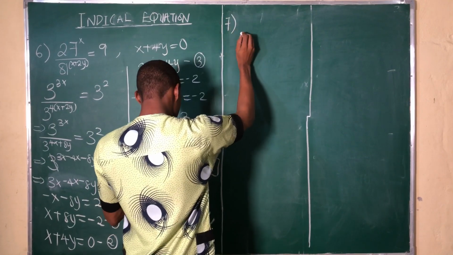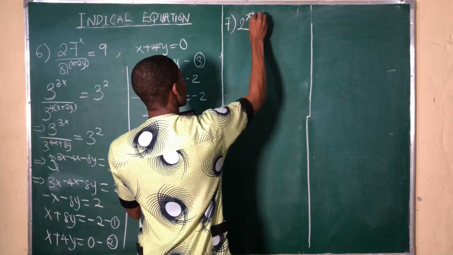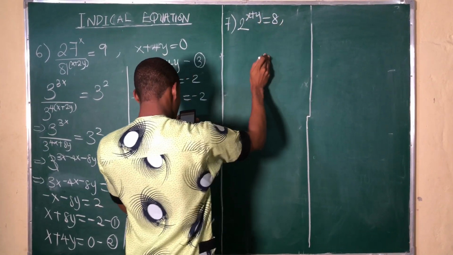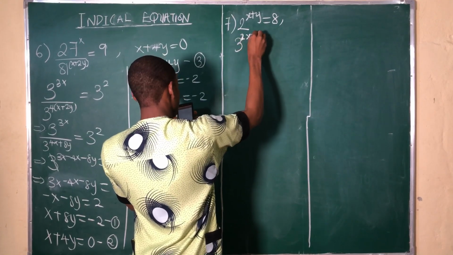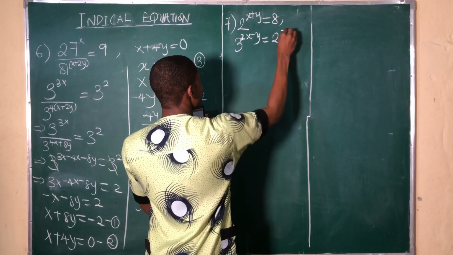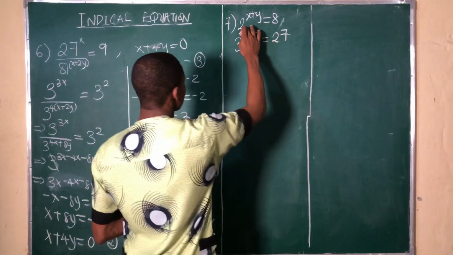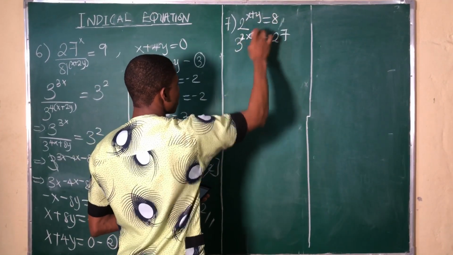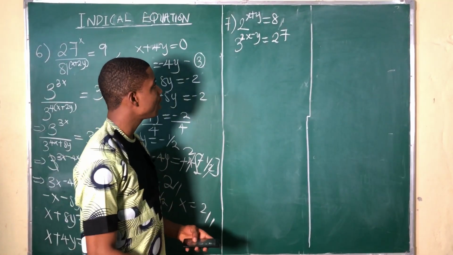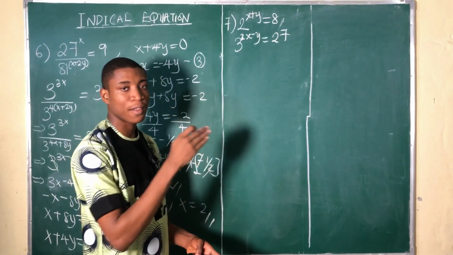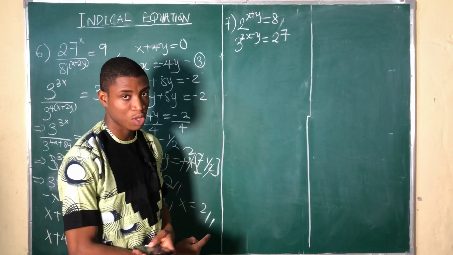Number 7. So we are given a case where we have 2 raised to the power x plus y equal to 8, and we have 3 raised to the power 2x negative y is equal to 27. So of course there are two equations: 2 raised to the power x plus y is equal to 8 and 3 raised to the power 2x negative y is equal to 27. Of course, we are given a case where these two equations are going to be simplified into linear equations. Then we solve them simultaneously. That's what this question is all about.